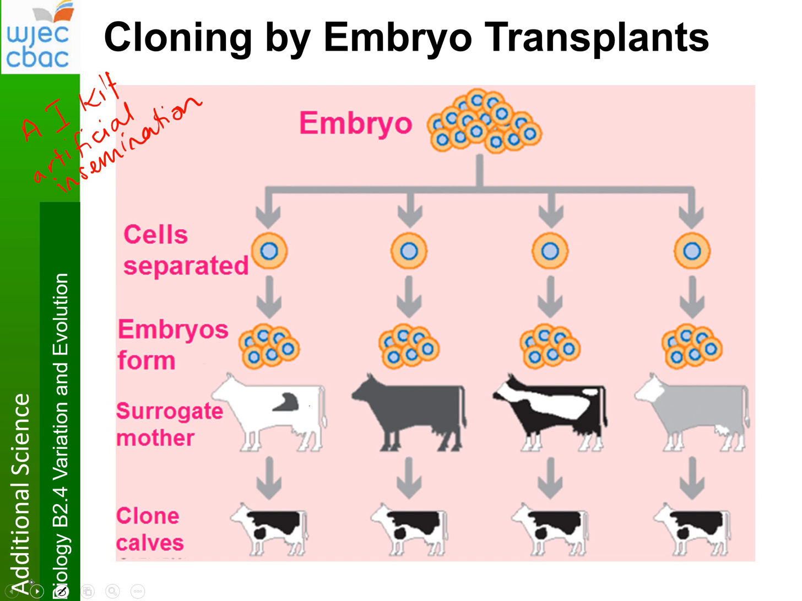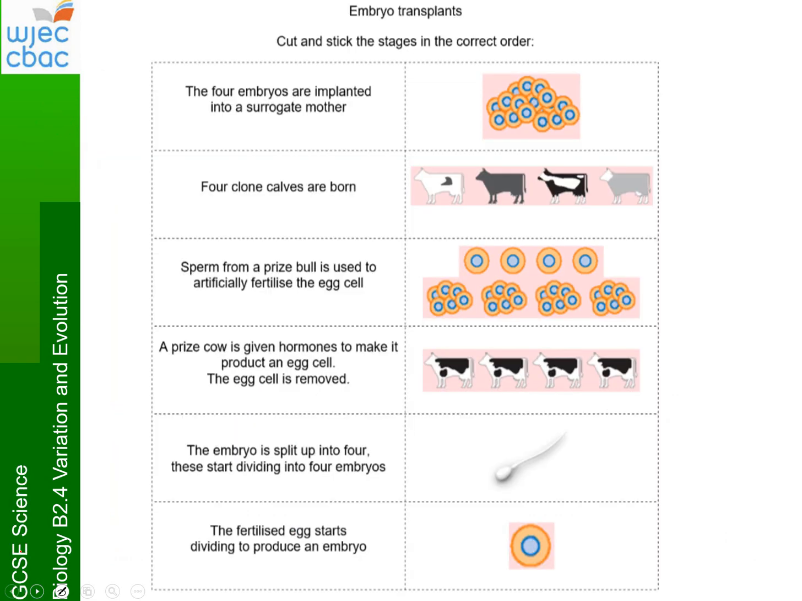So over the page, on page 17, you have got another similar kind of matching task. Again, don't cut these out, just number them. Match the statements on the left to the pictures on the right. This one is a little bit easier than the adult cell cloning one that we did previously. Pause the video and give yourself a chance to complete this task.